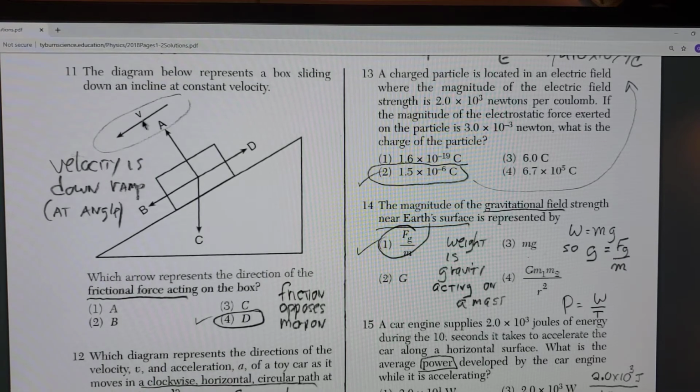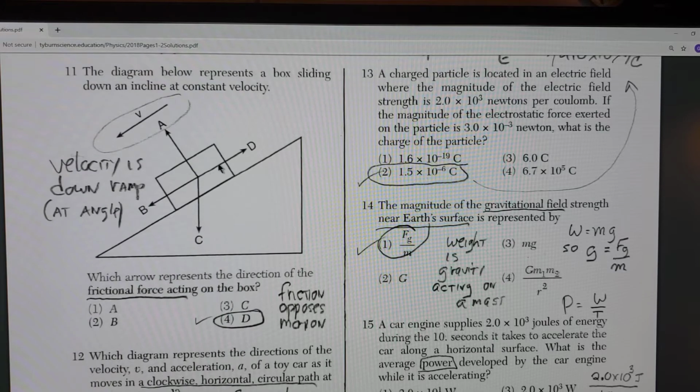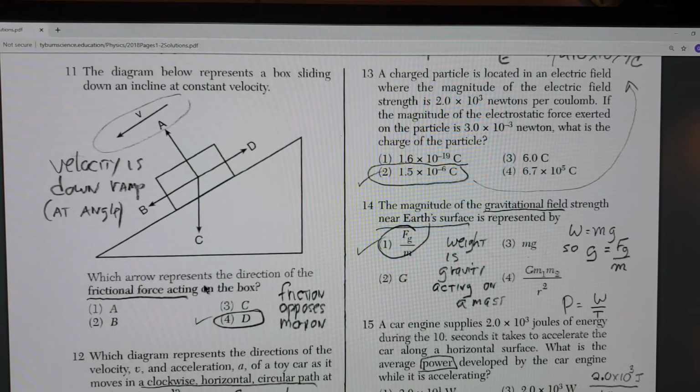They show a velocity up here because the velocity is not the same type of vector as these. These are all forces: the gravity force down, the normal force up. This is basically the net force that's making the box slide down the ramp, and this force is opposing that force. And they give us the velocity. It says, which arrow represents the direction of the frictional force acting on the box? The definition of frictional force is that it always opposes the motion. So if this thing is not moving, there'll be a frictional force big enough to keep it from moving.